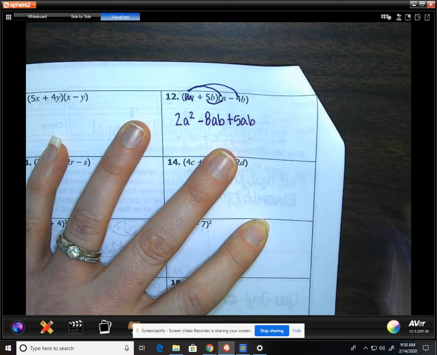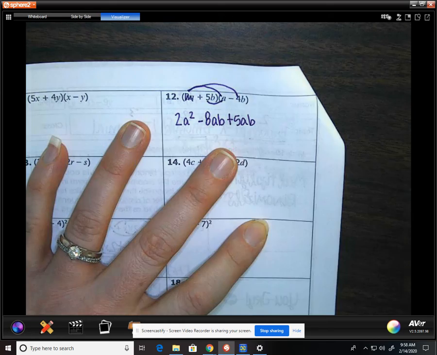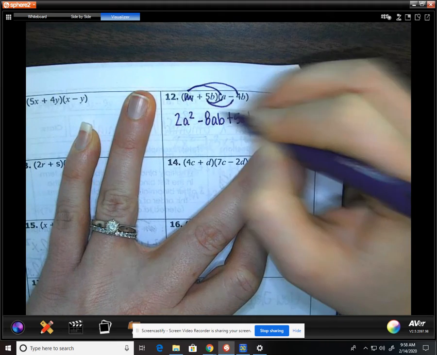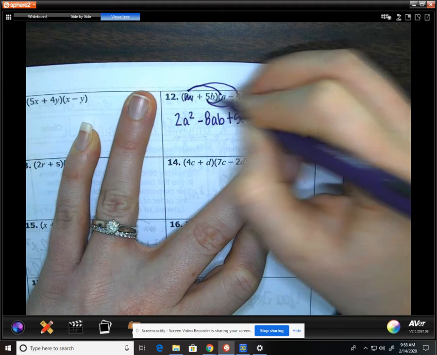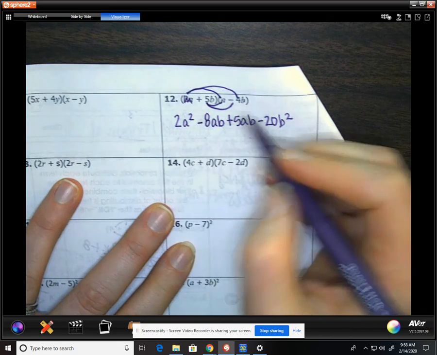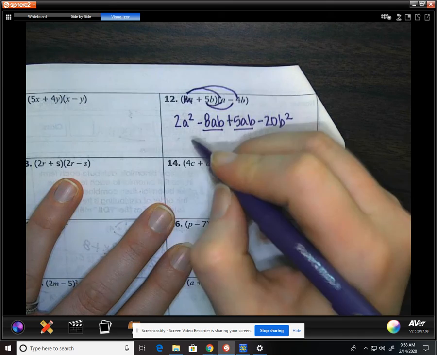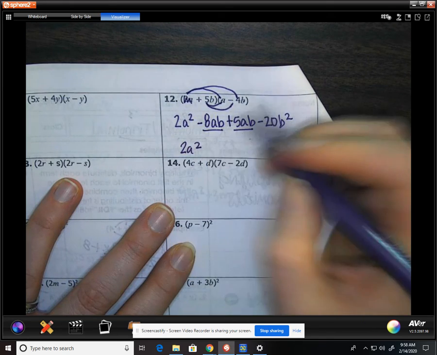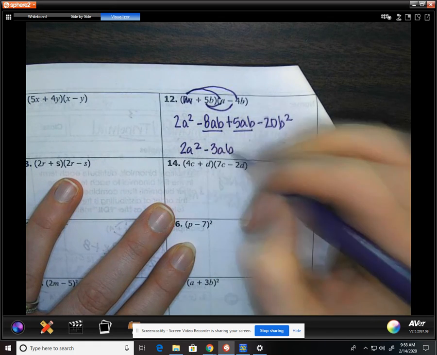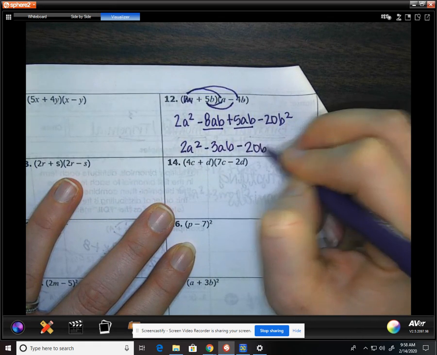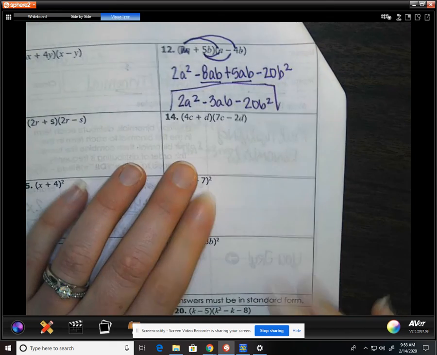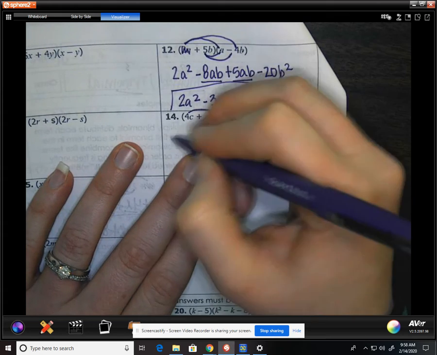We don't write B first, because A always comes before B in the alphabet. And then I do 5 times -4, which gives me -20. And I have a B and a B in this piece, so that would give me B squared when I add them. Now the 2 pieces that can combine are those ABs, so I'm going to keep my 2A squared. -8 plus 5 becomes -3, and then I just keep AB, and I bring down -20 B squared. There's my final answer.